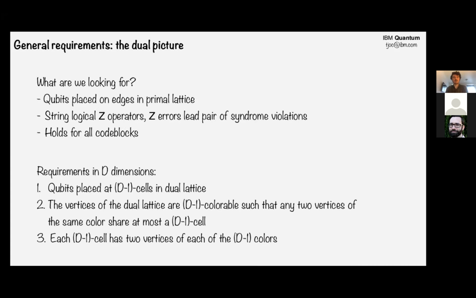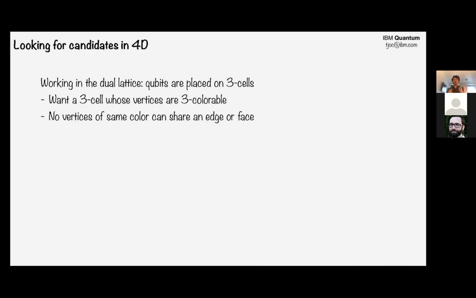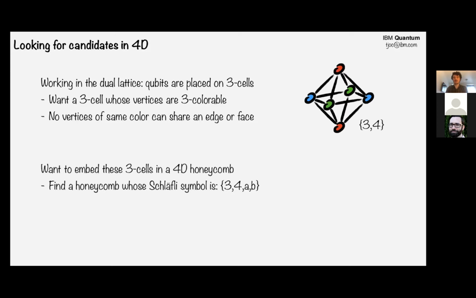Okay, so what we're talking about in 4D is when we're looking in this dual lattice, we want the qubits to be on 3 cells, so to be in volumes. And we want those 3 cells to have vertices that are 3 colorable, such that no vertices of the same color share an edge or face. The natural candidate there is the octahedron, right? The qubit will be represented by an octahedron, and the stabilizers will be these vertex operators, such that no vertex of the same color shares an edge. And so you can 3 color.